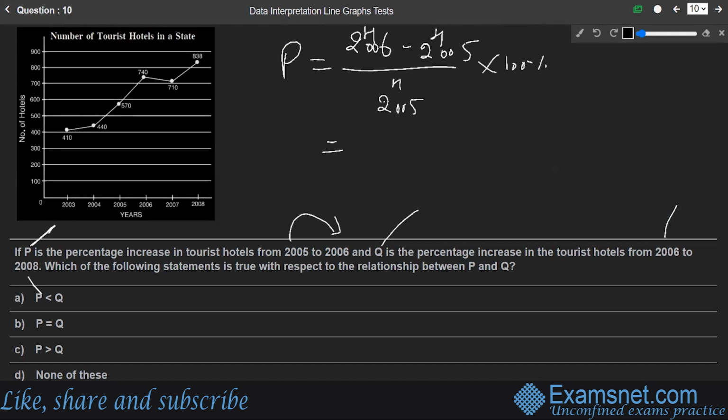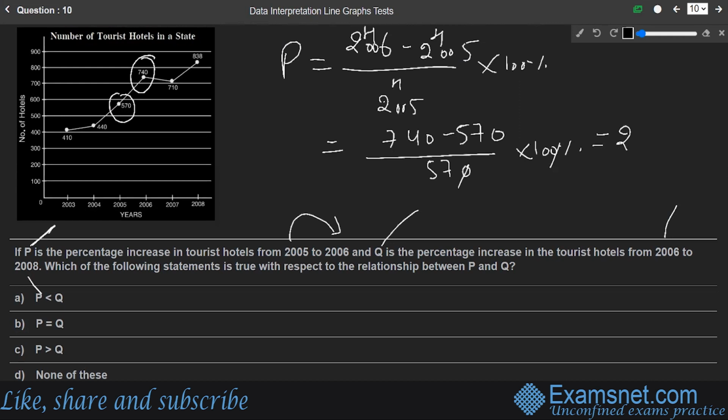Let us put the values. In 2006 the number of hotels is 740, in 2005 the number of hotels is 570. So it has to be 740 minus 570 divided by 570 into 100%. If we solve this further, we can find the percentage increase. By solving this, this value comes out to be 29.8%. So that is the value of P. P value is 29.8%.